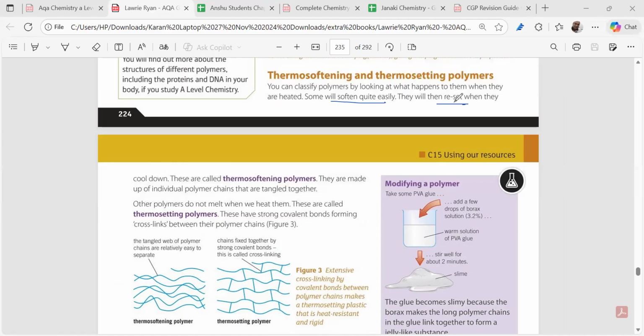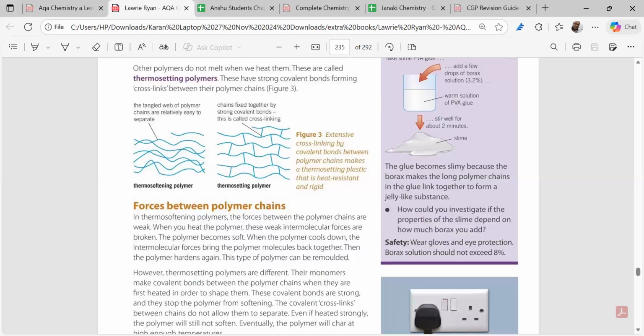In thermosetting, the polymers do not melt. Why? We have to understand why they do not melt when we heat them. Now, the cause is that in thermosoftening, we have an entangled web of polymer chains, like this. This is very important. In a thermosoftening polymer, we have entangled chains, and thus the intermolecular forces of attraction are weak. Is it clear? Simple.